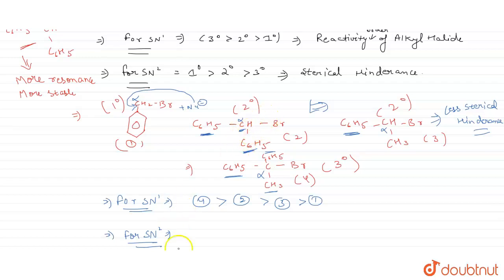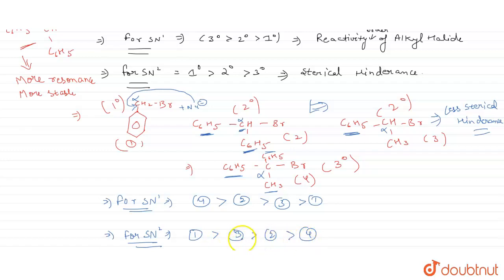So the correct order for SN2 mechanism is that 1 degree will be most reactive, that is, the first compound. Then 2 degree, and in 2 degree, this one will be more reactive because there is less steric hindrance, so it is comparatively easy for the nucleophile to attack this carbon. So third will be more reactive than second, and then fourth, because the fourth is a 3 degree alkyl halide and there is very little chance for the nucleophile to attack this carbon. So 3 degree is the least reactive alkyl halide towards the SN2 mechanism. For SN2 mechanism, the correct order is first greater than third, greater than second, greater than fourth.